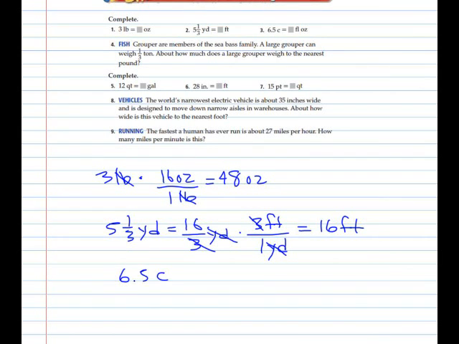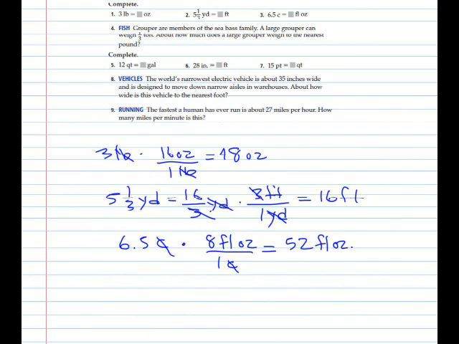Cups to fluid ounces, 6.5 cups. There are 8 fluid ounces per cup, so I multiply by 8 fluid ounces per 1 cup. Divide out the common units. I take 8 times 6.5, which is 48 and 4, which is 52 fluid ounces.